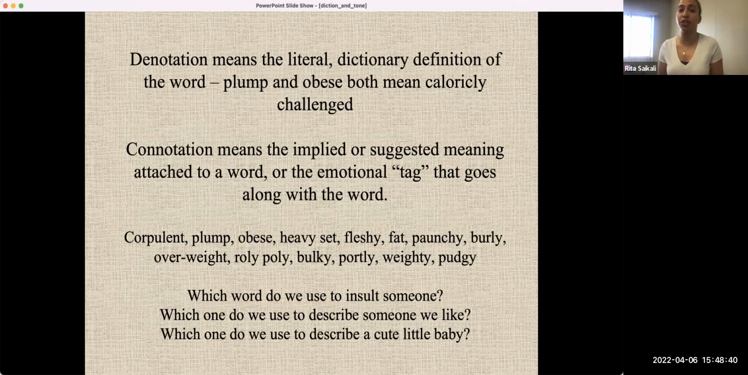Denotation means the literal dictionary definition of the word. So plump and obese both mean calorically challenged. Both of them mean the same thing, but each one carries a different meaning. Connotation means the implied or suggested meaning attached to the word, an emotional tag that goes along with the word. You can say someone is plump, or you can outright say, oh, well, you are fat, and they each mean significantly different things, even though we are technically saying the same thing. In theory you're using the same definition, the denotation, but in actuality there is an emotional tag attached to each one of these words. Does that make sense?